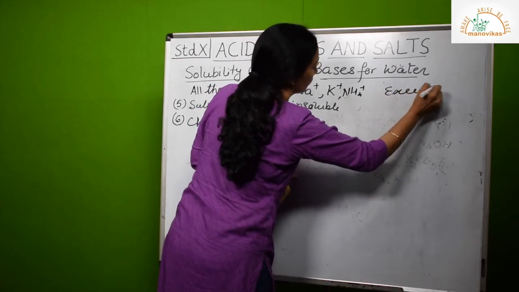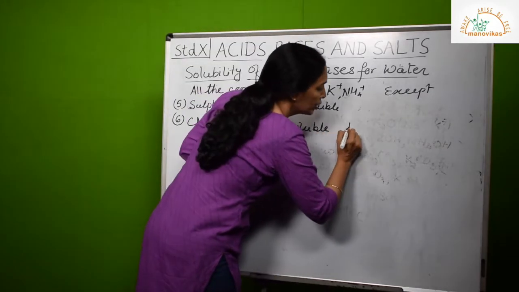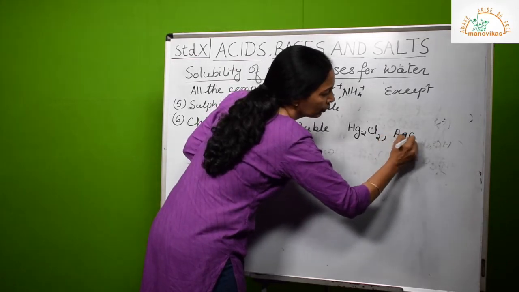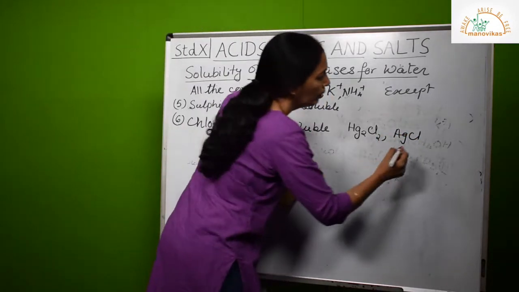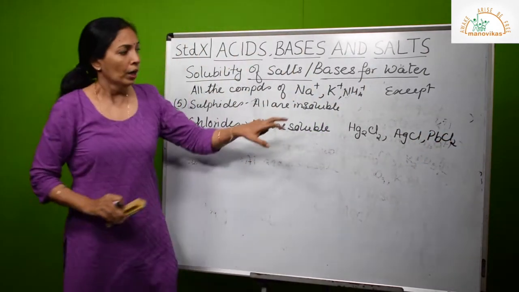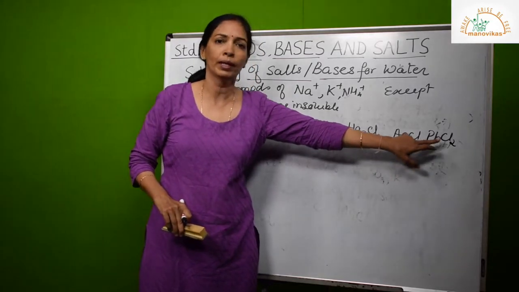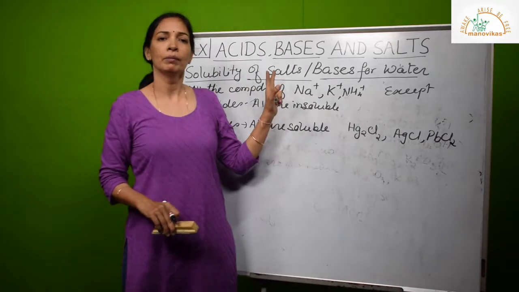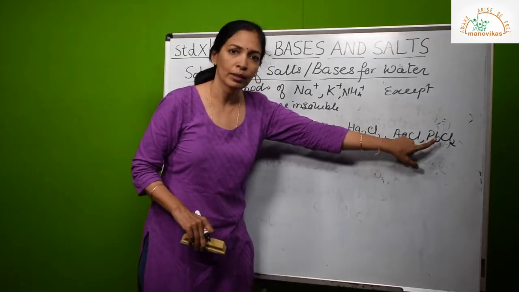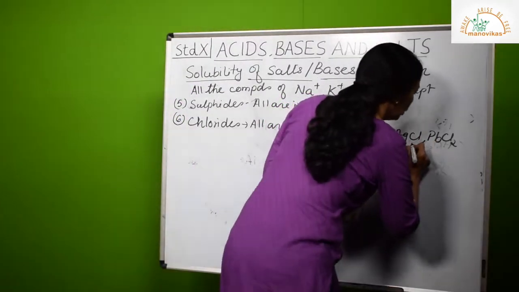Except, which chlorides are insoluble, do you know? Hg2Cl2, AgCl, you know the white precipitate of silver chloride, and PbCl2. Now this PbCl2 has a different kind of property. When we are talking about solubility, it means solubility in water at room temperature. So in room temperature water PbCl2 will be insoluble, but in hot water this is soluble.